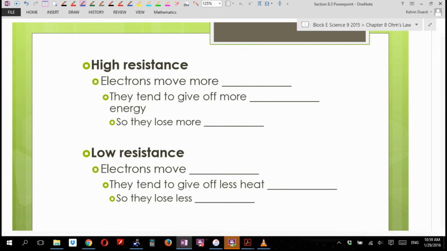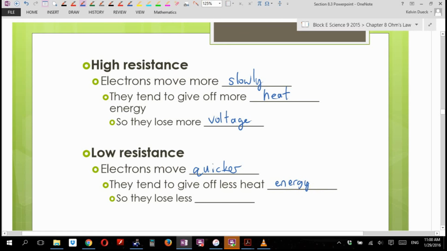So we're going to finish off with this right here. So high resistance, electrons move more, which means they tend to give off more heat energy. So they lose more voltage going through that resistor. In a low resistance, electrons move, so they tend to give off less heat energy, so they lose less voltage. Based on what you know of science so far, does that make sense? Okay. Electricity is nice, it kind of makes sense. We're going to pause here.